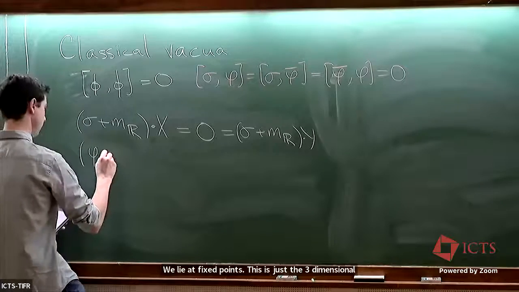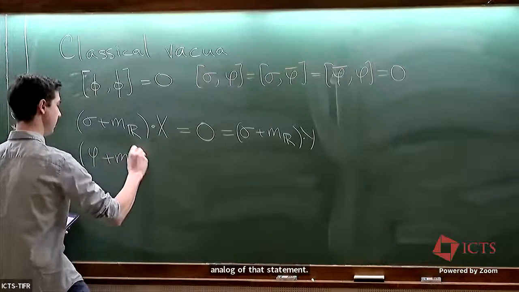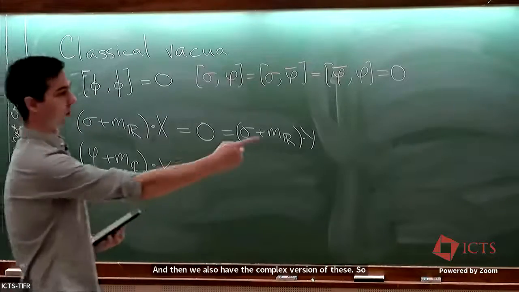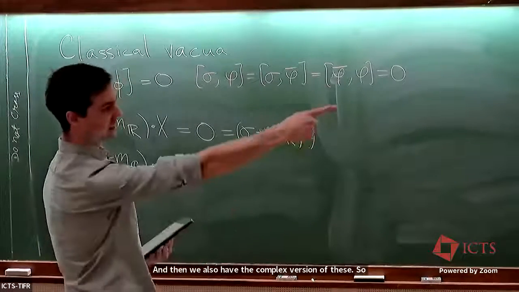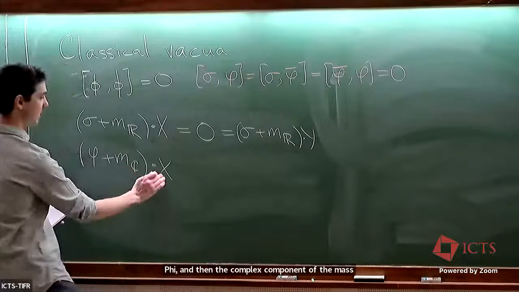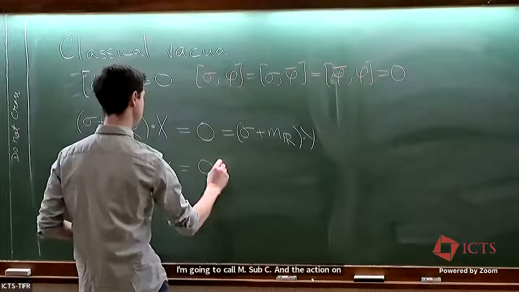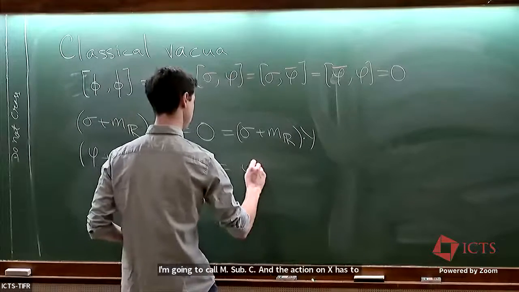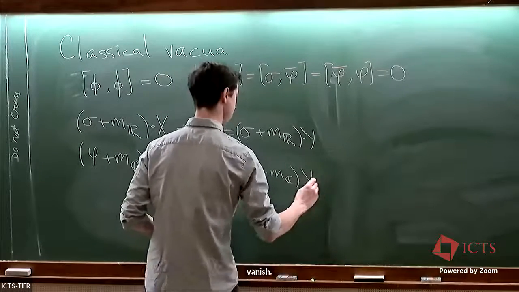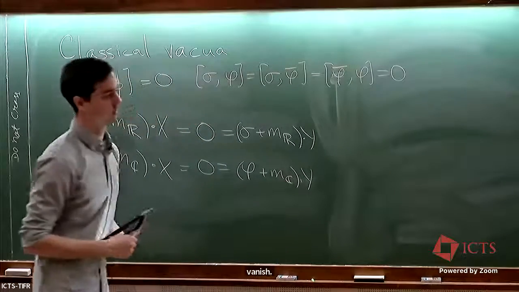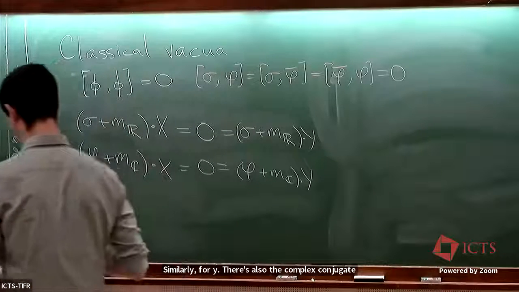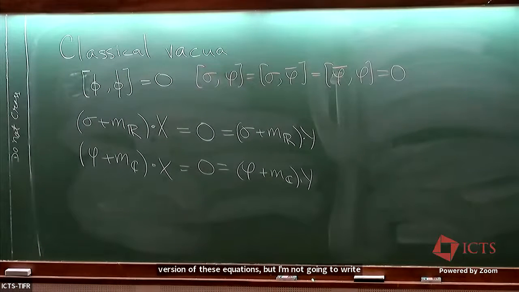And then we also have the complex version of these. So we have the complex scalar phi, and then the complex component of the mass parameter m, that I'm going to call m sub c, and the action on x has to vanish. Similarly for y, there's also the complex conjugate version of these equations, but I'm not going to write them down because there are cooler things to say.